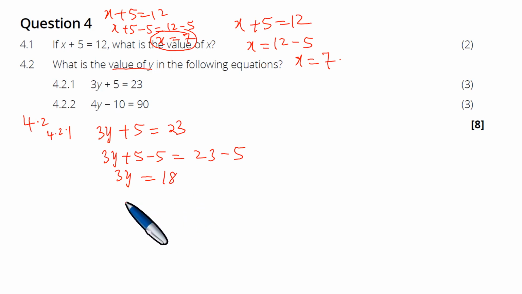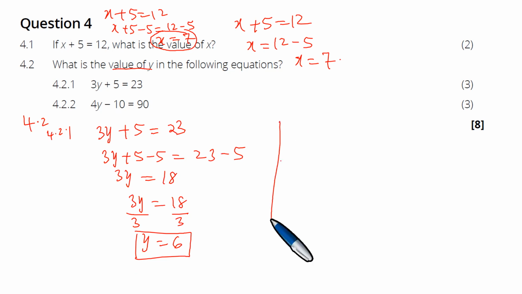When you get to this point, we have 3y is equal to 18. So you want to remove the 3 now. You must divide by 3 on the left, divide by 3 on the right. And then we get y. What is 18 divided by 3? It's 6. So the answer is 6. Yes, I got a 6, right? All right. Okay, good. Let me give you 3 more minutes. Try 4.2.2 and let me know when you're done, please.